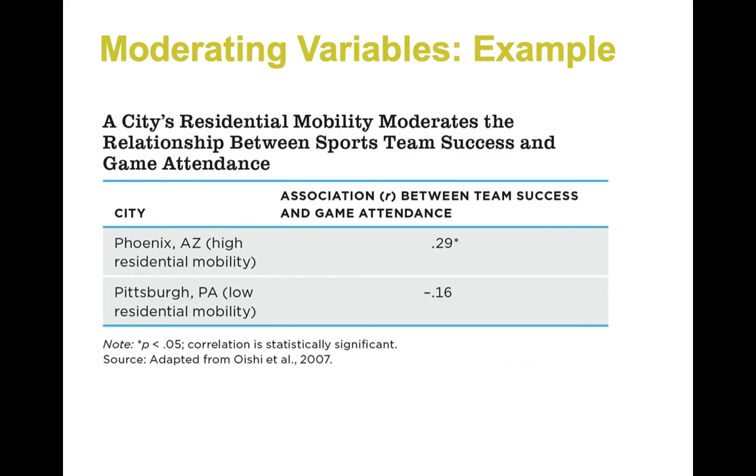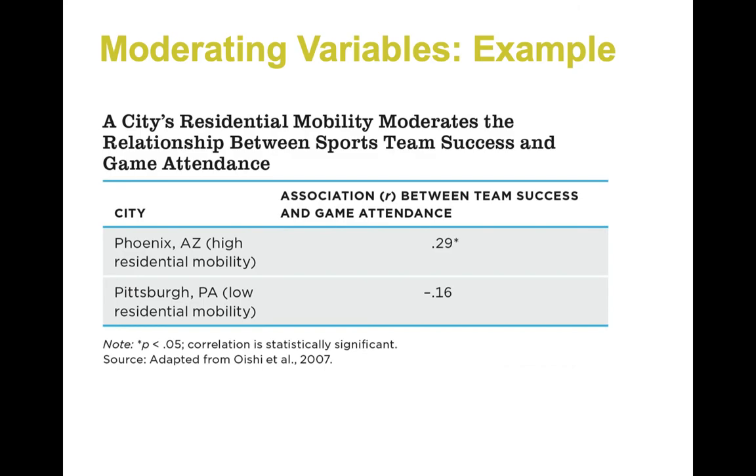And so using data gathered over many seasons, researchers determined that in cities with high residential mobility, there's a positive correlation between team success and attendance. So what this indicates is something called a fair weather fan base. We're only going to be your fan if you're performing well. And that makes sense, really. If it's high residential mobility, you don't necessarily have the roots to the city. You're not a diehard and loyal fan. And so people only go to see the team play if the team's doing well, and they don't go if they're not.